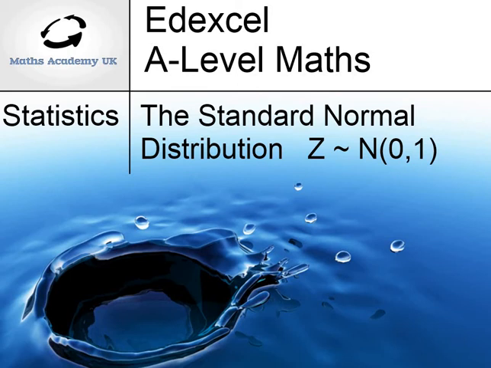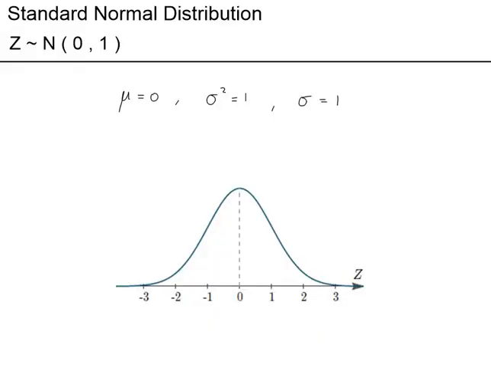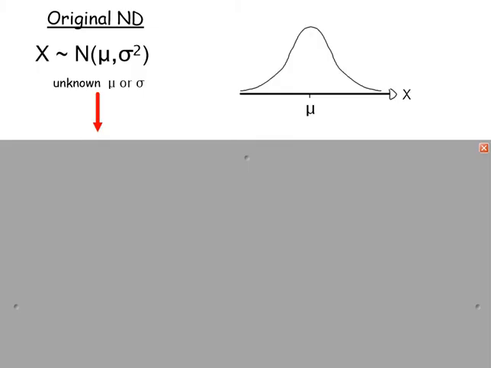The standard normal distribution. The standard normal distribution has a mean of 0, a variance of 1 and a standard deviation of 1, and it's very useful for problem solving. And we use it like this.